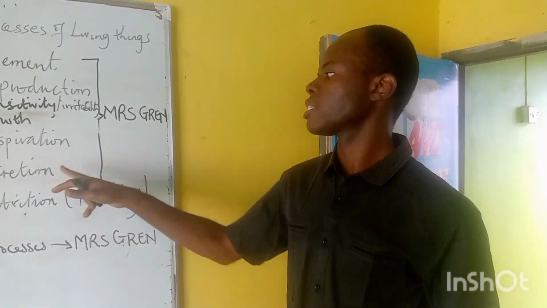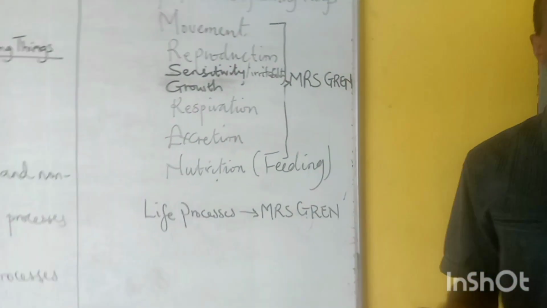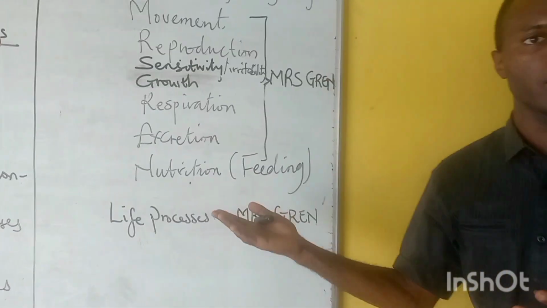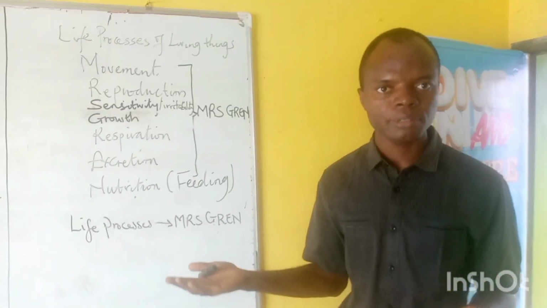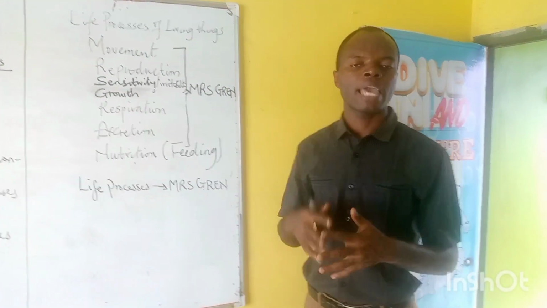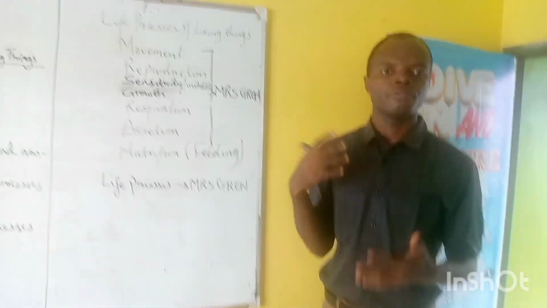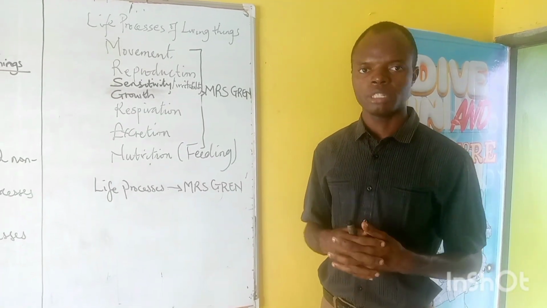Excretion is the ability of living things to remove waste products from their body. Animals remove urine, sweat, etc., while plants remove oils and excess water from their body. Animals and plants must remove waste products to stay healthy.